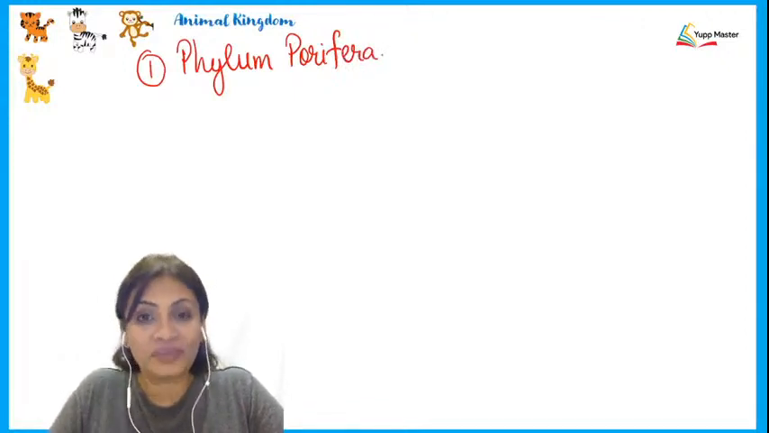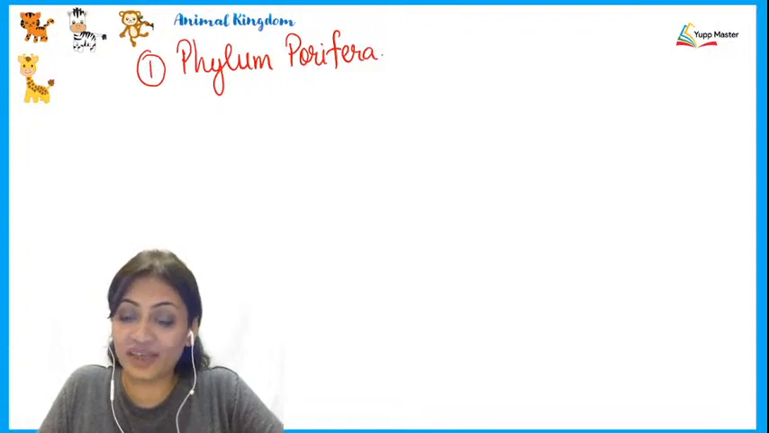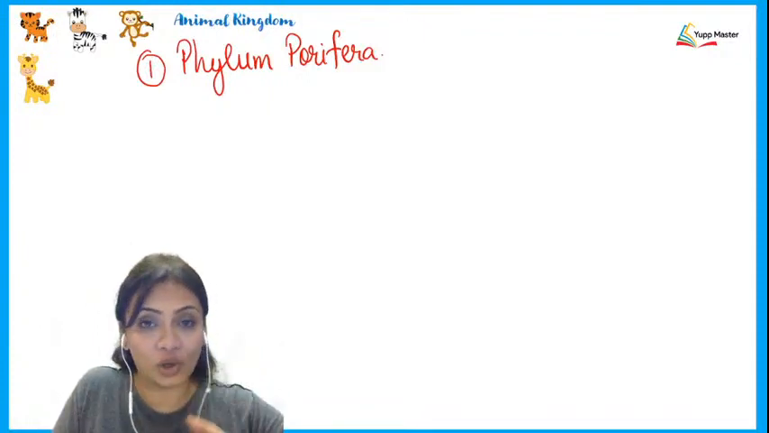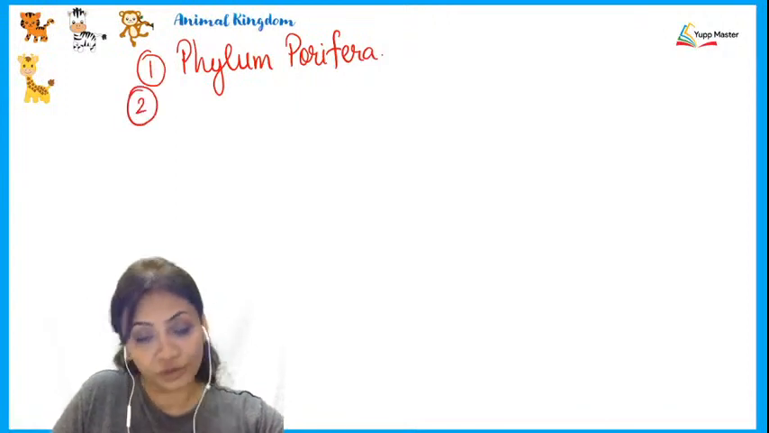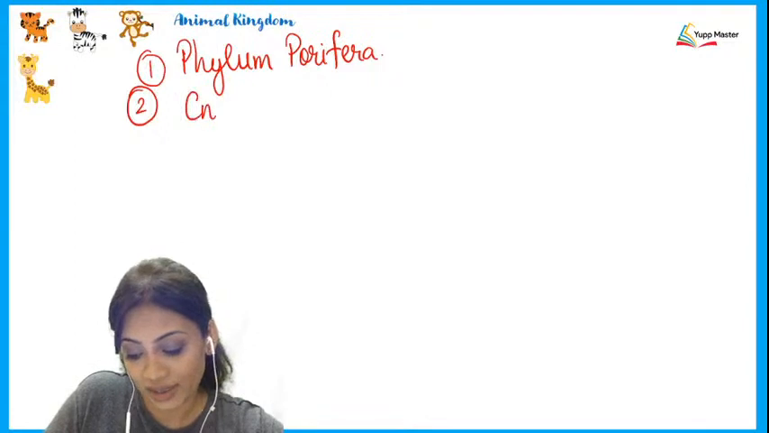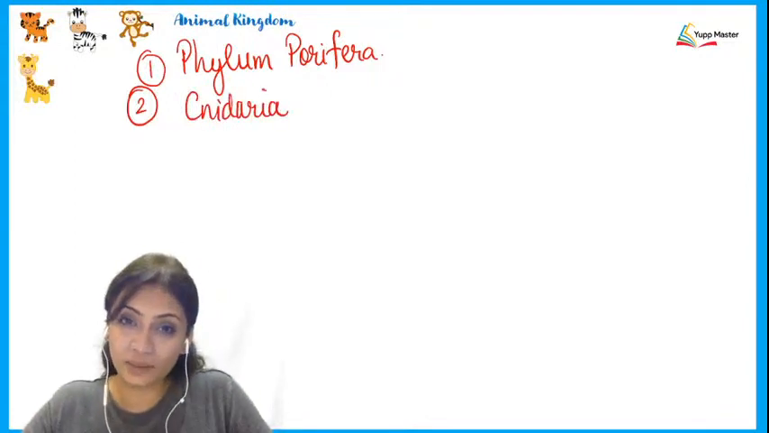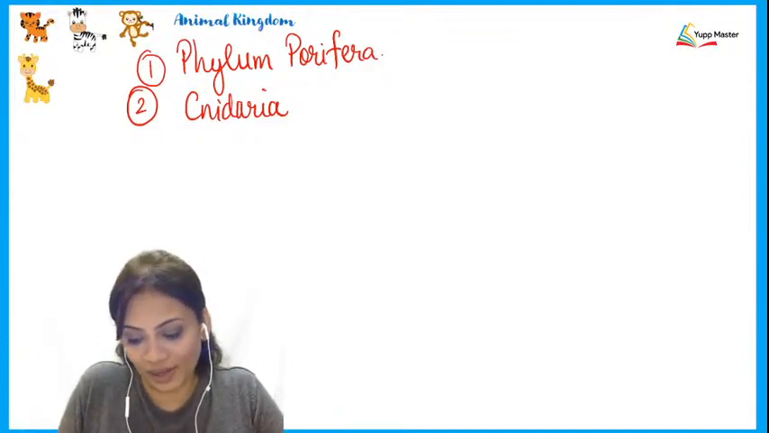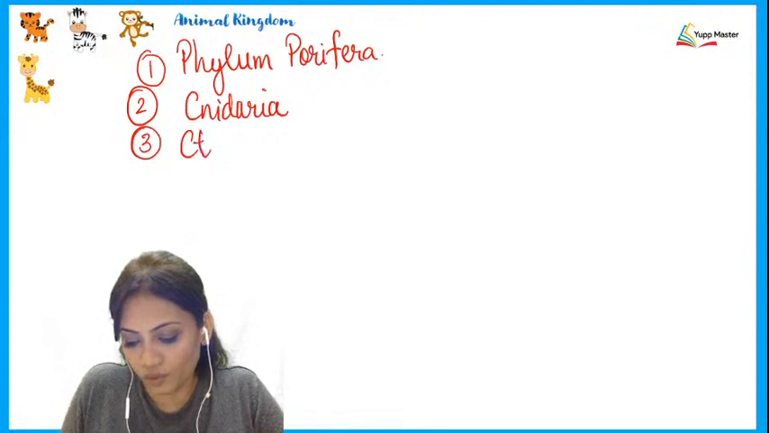After Porifera came the ones which started moving. The animals which started moving belong to the phylum called Cnidaria. After Cnidaria were those animals which show bioluminescence, and those animals are what we call Ctenophora.